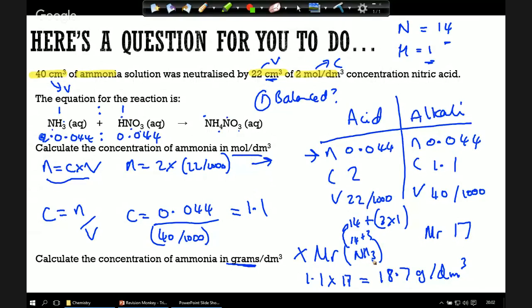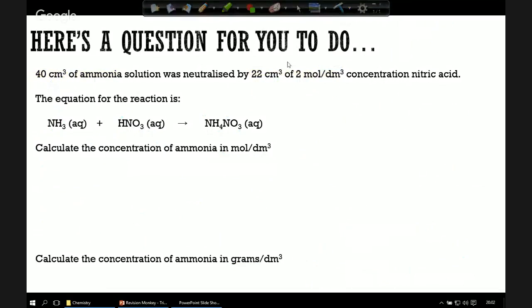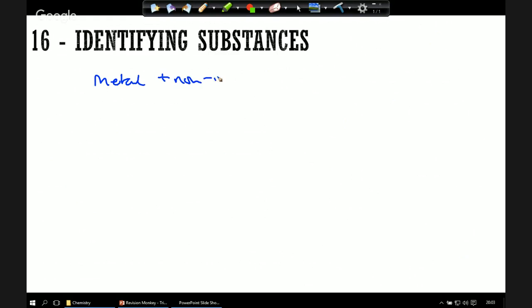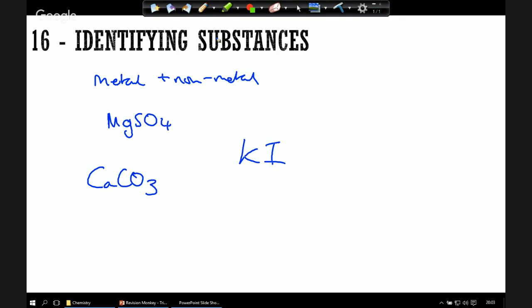So moving on to the final thing then, we are going to look at identifying substances. So we're going to look at substances that are ionically bonded, so a metal and a non-metal. And we are looking at things like magnesium sulfate, for example. We might look at calcium carbonate. We might look at potassium iodide and all things like this.